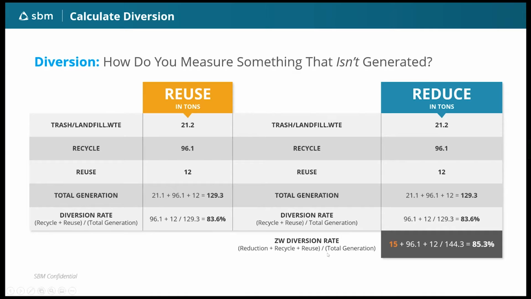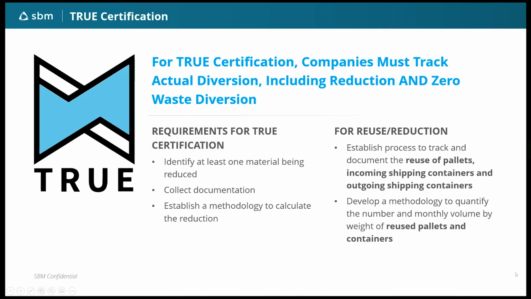And so if you look at the formula and the setup here, I add reduction, reuse, and recycling to total generated weight. And you can see that the diversion percentage has changed. It's actually gotten better. And so that's one way to track this. Now, with that said, for TRUE certification and zero waste certification, companies must track their actual diversion, including reduction and zero waste diversion.